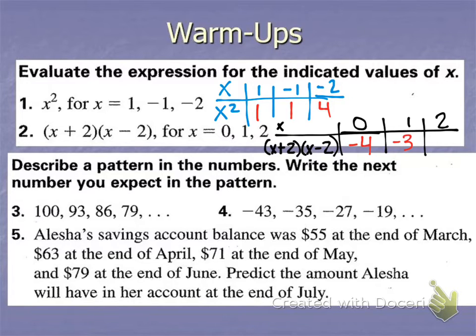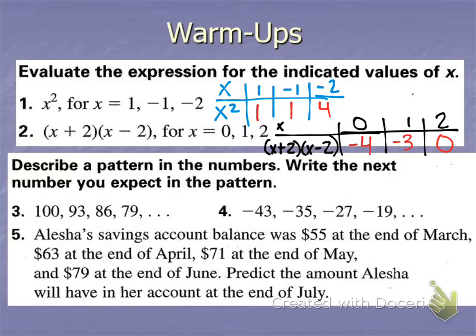Finally, we plug in 2 to both of the x's. 2 plus 2 is 4. 2 minus 2, 4 times 0 is 0. Questions about that review from algebra? Okay, then the next part is a review of what we did last week, looking for patterns.